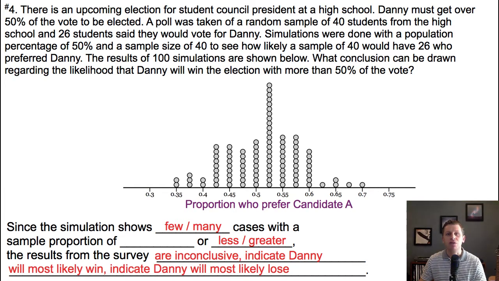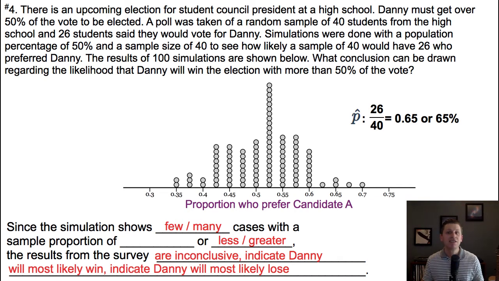What conclusion can be drawn regarding the likelihood that Danny will win the election with more than 50% of the vote? To answer this question, we should first start with the sample. When I look at p-hat, which is the sample proportion of 40 students, we can see that 26 of them said they'd vote for Danny for student council president, which is 65% of the vote. This is very high. It looks like Danny should win the election for student council president. We just want to see, is it possible that Danny only had 50% of the vote and we just asked 40 students that were likely to vote for him? And that's why we run the computer simulation.